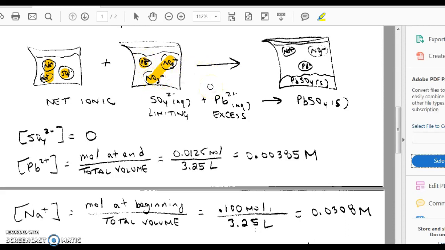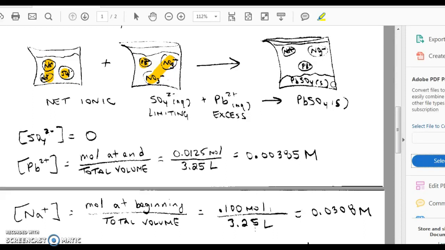So once the reaction takes place, I know that the lead sulfate is my precipitate. And so I draw that settled to the bottom of the beaker and joined together in its solid form. And I know that my sodium and my nitrate ions are spectator ions. They remain unchanged by the reaction. They are floating around before the reaction, and they're also floating around after the reaction. So I write those spectator ions in the beaker, in the solution, suspended in the liquid.